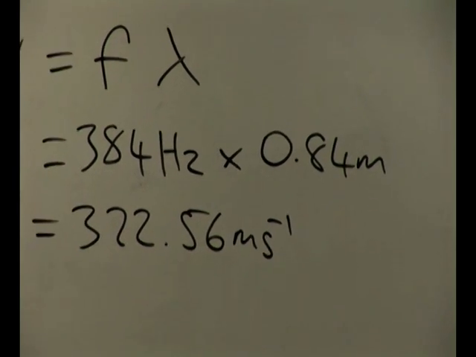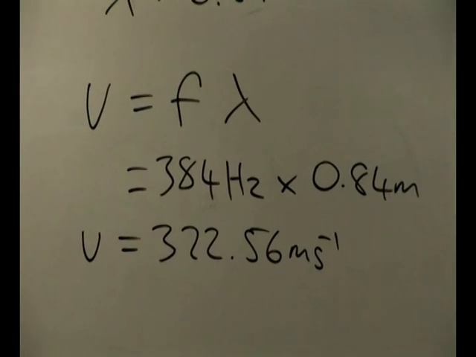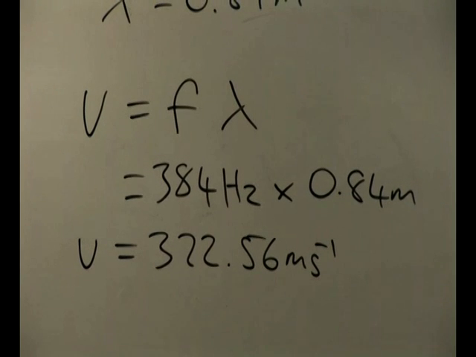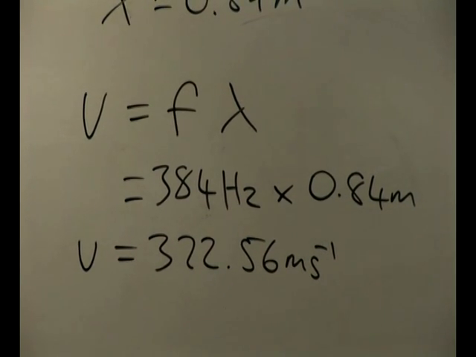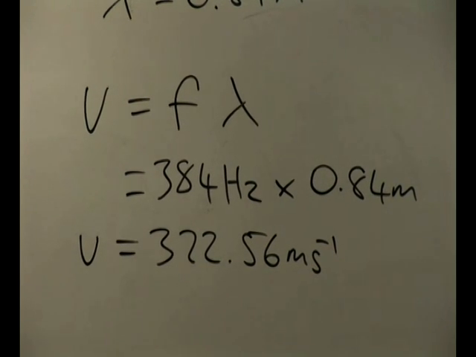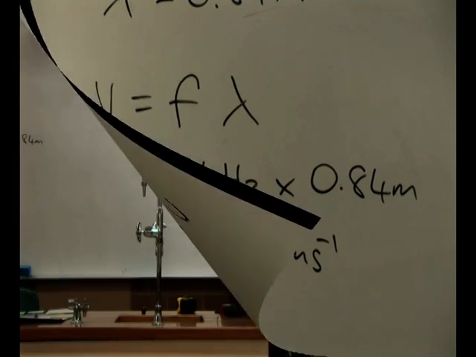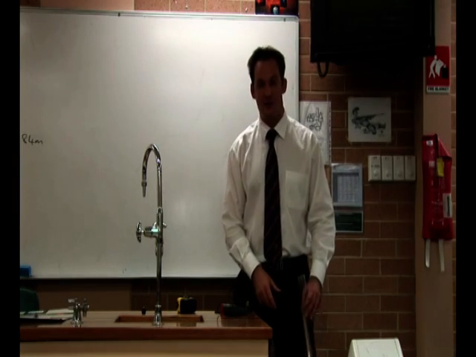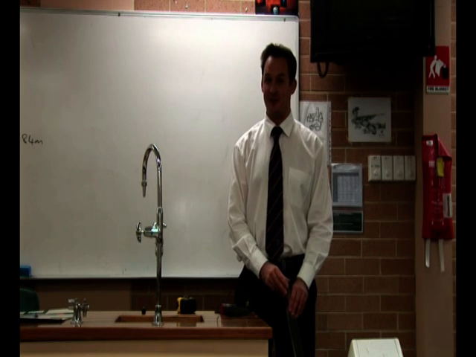If we plug that into our calculator, we'll end up with a velocity of the speed of sound as 322.56 metres per second, which isn't terribly off the mark, considering that the theoretical value is roughly around 330 metres per second anyway. Okay, so that's how we've calculated the speed of sound in air using the first harmonic.